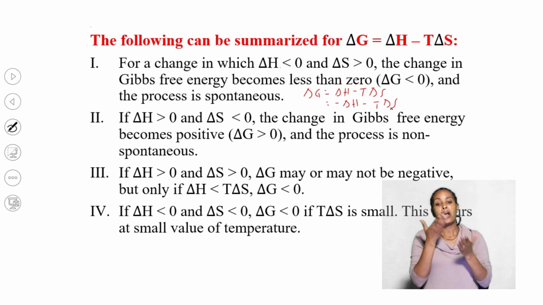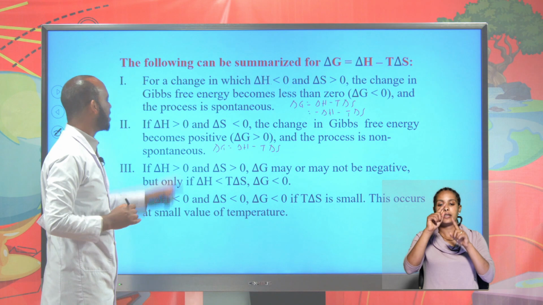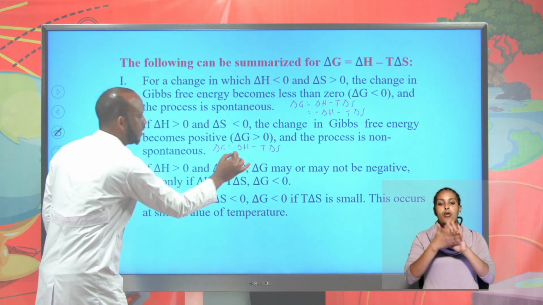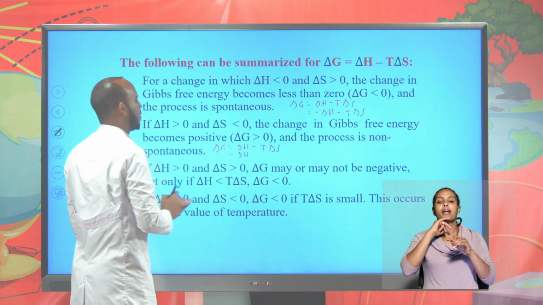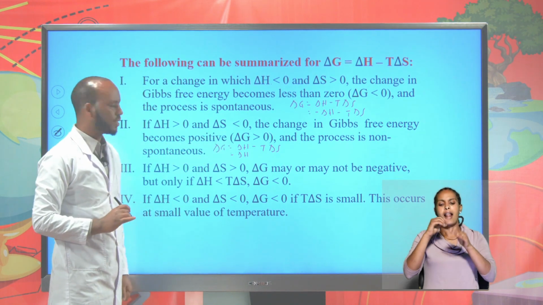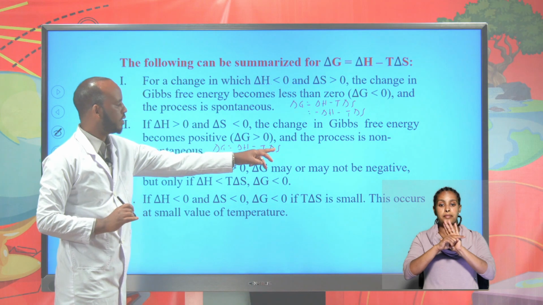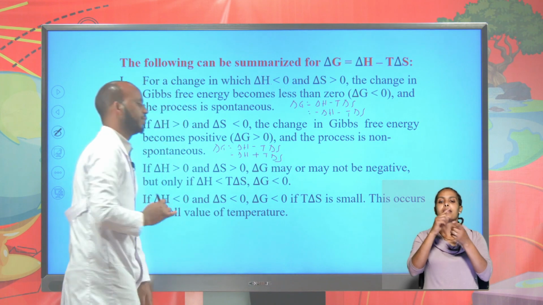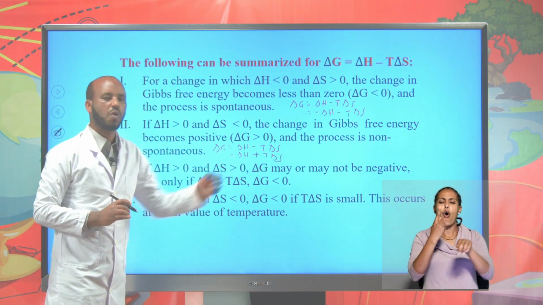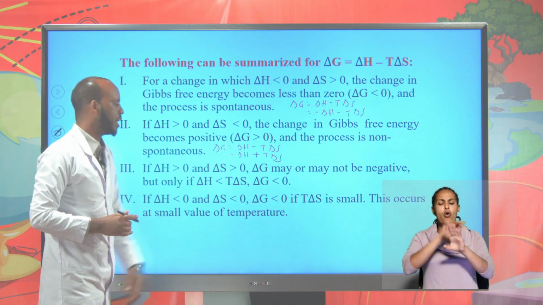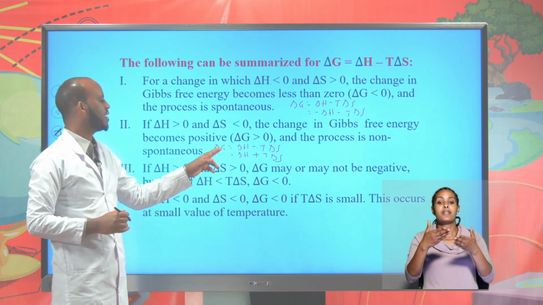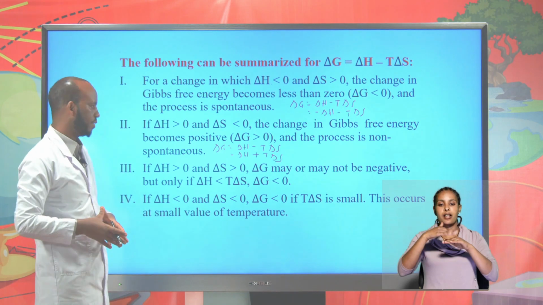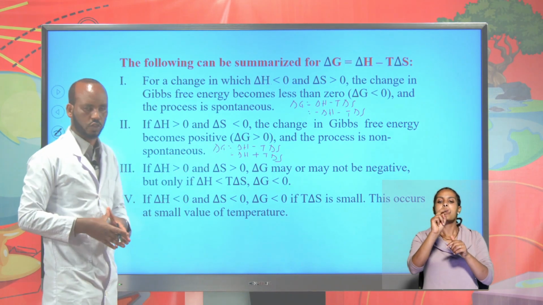2. If delta H is greater than 0, in delta G equals delta H minus T times delta S, delta H is positive, and delta S is less than 0, a negative change in entropy. Negative times negative is positive, plus T times delta S. Now this is always positive for all temperatures. Therefore, the Gibbs free energy change delta G is greater than 0 and the process is non-spontaneous.